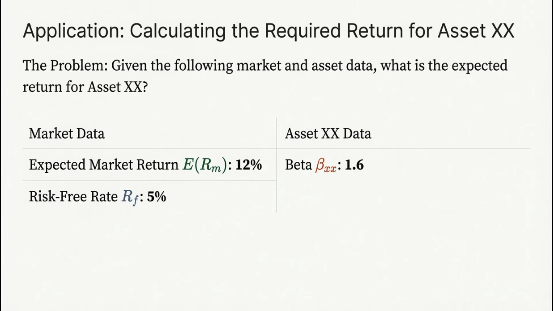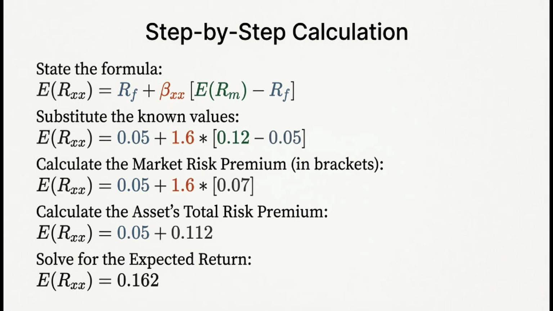First step, the parentheses, the market risk premium. Correct. 0.12 minus 0.05 gives us 0.07. So the market risk premium is 7%. That's the reward for taking on an average unit of risk. But our asset has 1.6 units of risk. So now we scale that premium.